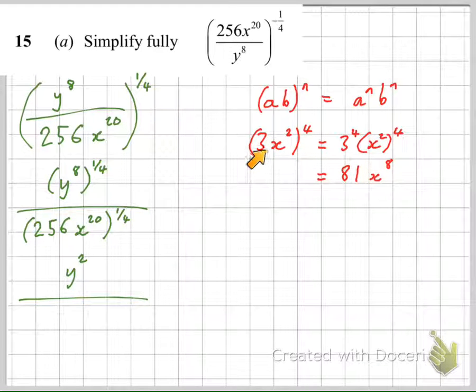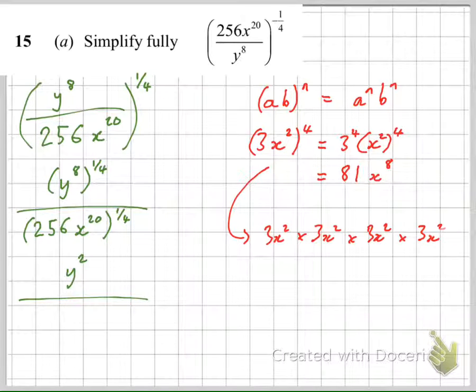Because here we've got 3x squared times 3x squared times 3x squared times 3x squared. That's what power 4 means. So we could write it like this. And it's pretty clear then that you've got x to the power 8, and you've got 3 times 3 times 3 times 3 as well. Anyway, enough of that. Now we know what to do.